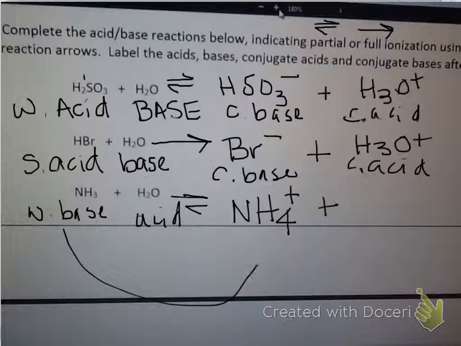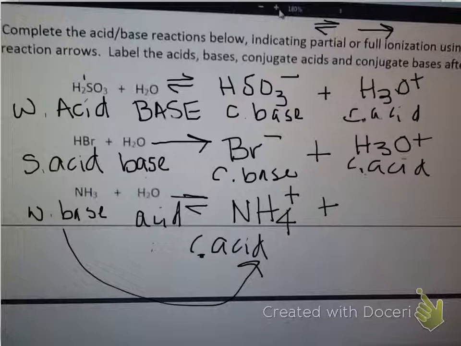And NH4+, if the NH3 was the base, NH4+ is the conjugate acid, right? All right. Water this time, remember, water is amphoteric. It can act as an acid or a base because it's neutral. It can gain or lose a proton.